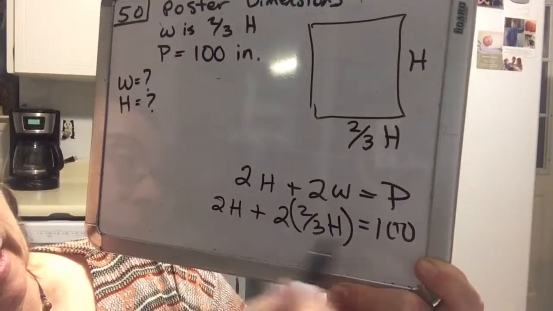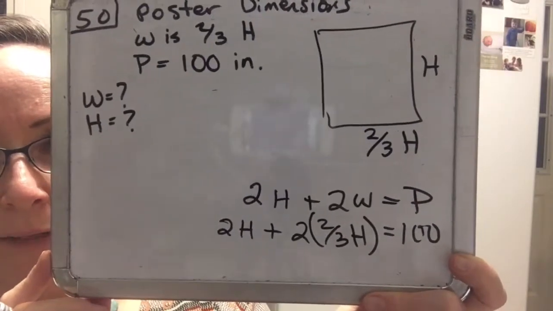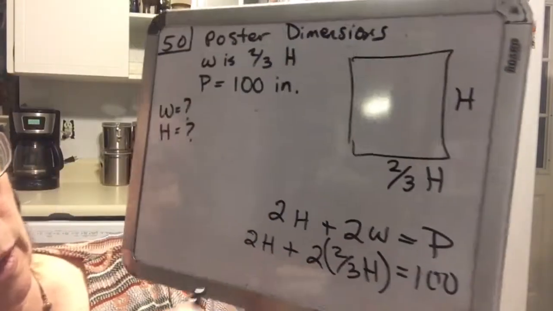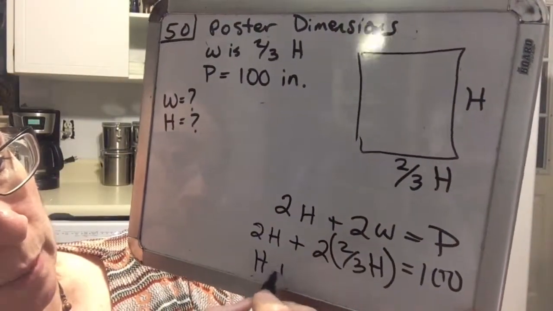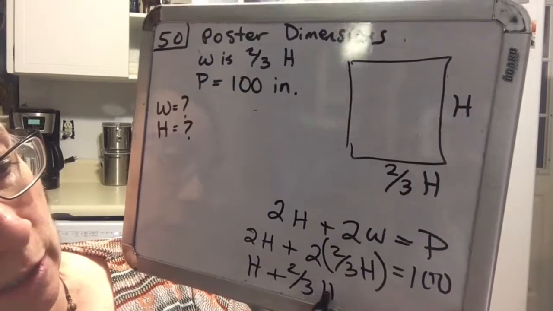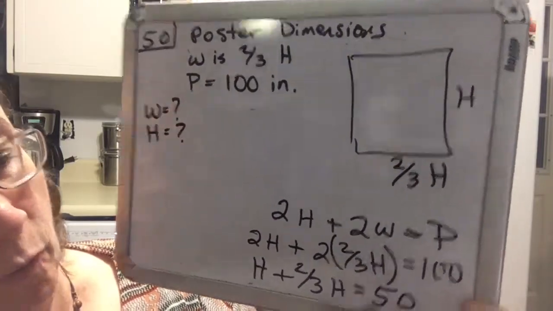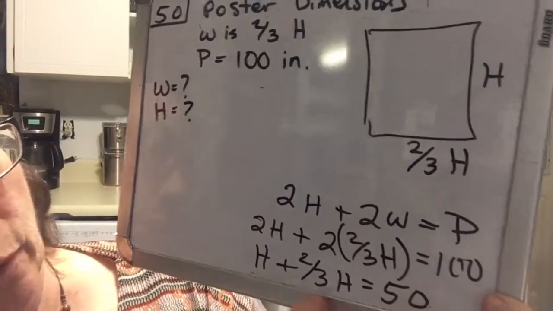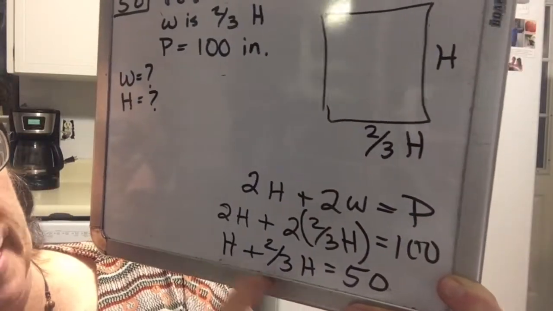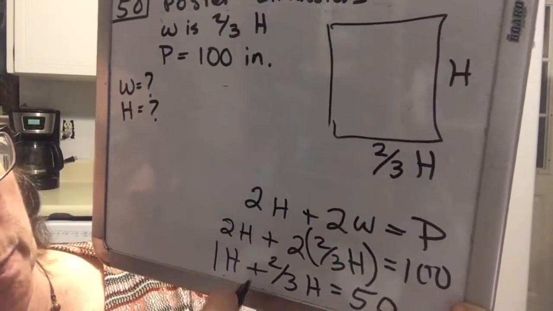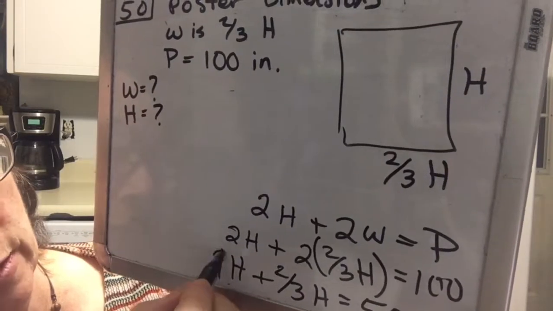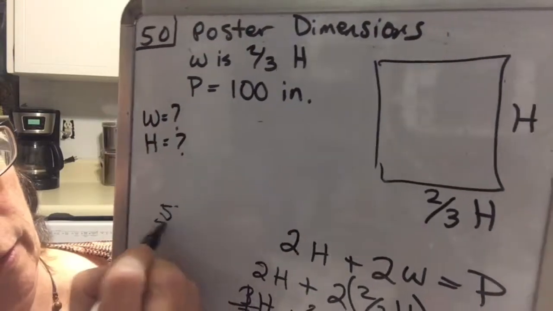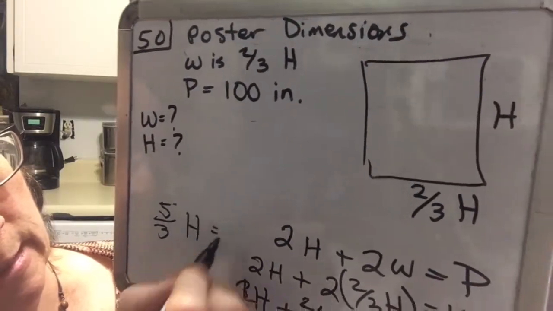And so I'm going to make it a little simpler. I'm just going to divide everything by 2. I don't need to carry all those 2's because each one of these terms has a 2. So let's simplify that to H plus 2/3 H is 50. Why work harder than we have to, right? So now I'm going to put these two H's together because they're both like terms. So that's a 1H plus a 2/3 H. And remember, 1H is 3/3 H. So 3/3 plus 2/3 is 5/3 H is 50.